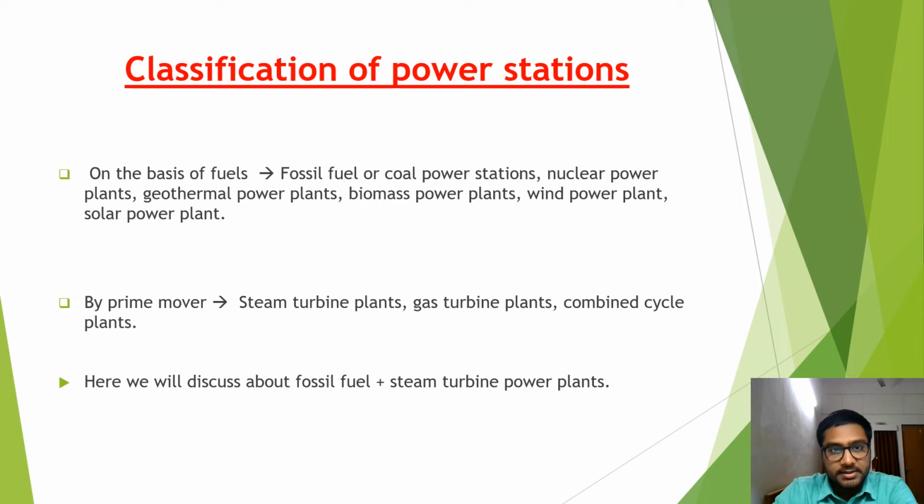Okay, these are the basis of classification for a power station. They can be classified on the basis of fuels. The fuels can be of type fossil fuels, coal power, nuclear power, geothermal, biomass, wind power plant, and solar power plant. Now, another classification type is by primary movers. It can be of steam turbine plant, gas turbine plants, and combined cycle plant. Now, here in this presentation, we will discuss the fossil fuel with steam turbine power plants.